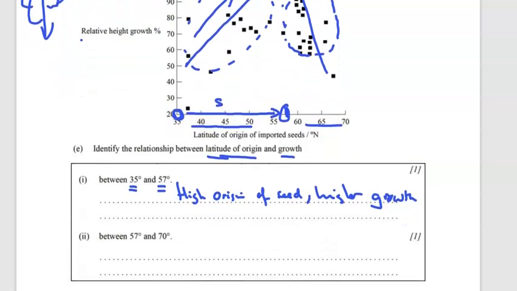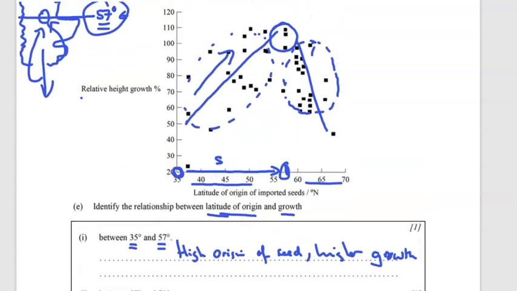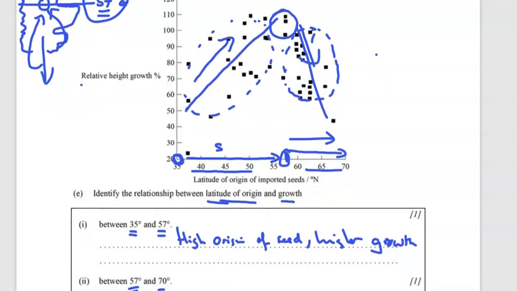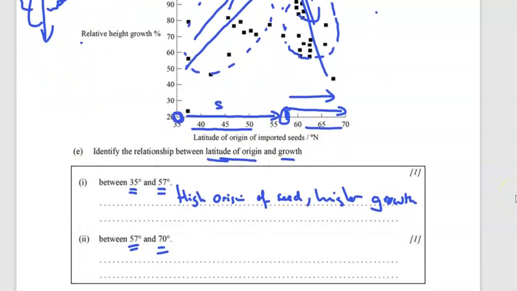Then if we take a look at the next part, it's asking us for 57 to 70, which in fact we've already thought about this idea. So we're going from here to here, and we can see that our trend pattern is bringing us down, so that in fact the more further north we go, at this point the growth rate, the relative growth rate declines. So the further north, between 57 and 70, we've got less growth, less relative growth in fact.